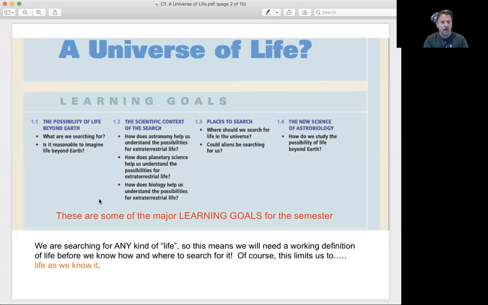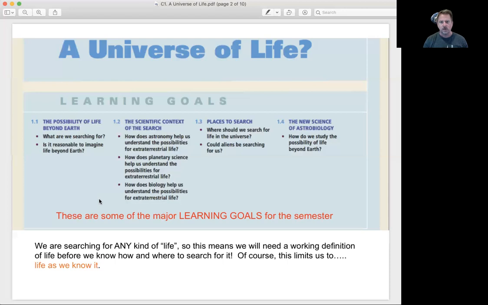Okay. So the thing about what we're going to do here, though, is that we have to understand life, not just as it is today on the Earth, but how it got to be the way it is on Earth.